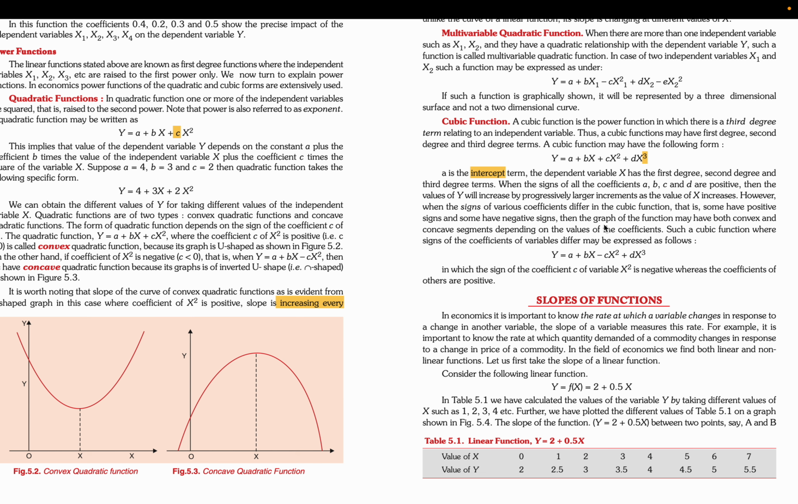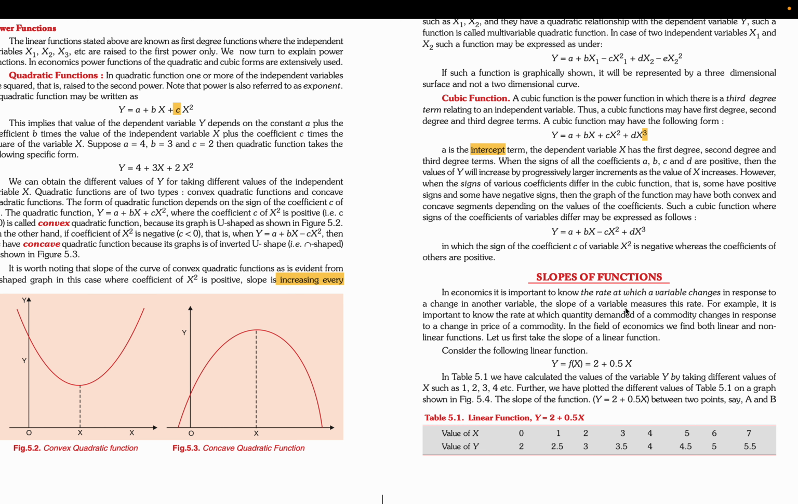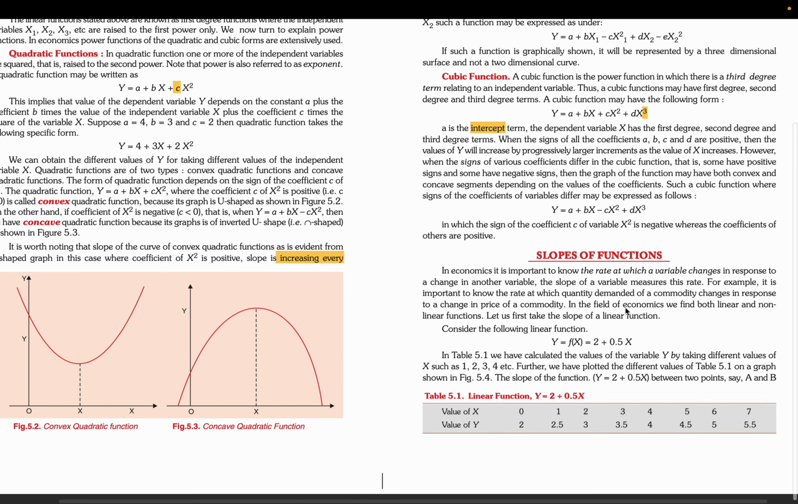However, some have positive signs and the others have negative signs. In the graph of the function, we have both convex and concave segments depending on the values of the coefficients. Such a cubic function, where the signs of the coefficients of the variable differ, can be expressed like this, where the sign of coefficient c of variable x square is negative, whereas the coefficients of the others are positive.